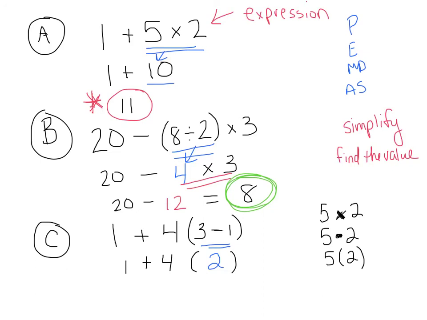So let's return to our problem. We have 1 plus 4 parentheses 2. I do have parentheses, but there's one answer within it, so I've already simplified that. I don't have any exponents. For multiplication, I actually do have a multiplication, the 4 times the 2, which is going to be 8. So I have 1 plus 8, which is going to give me the value of 9, my answer of 9.